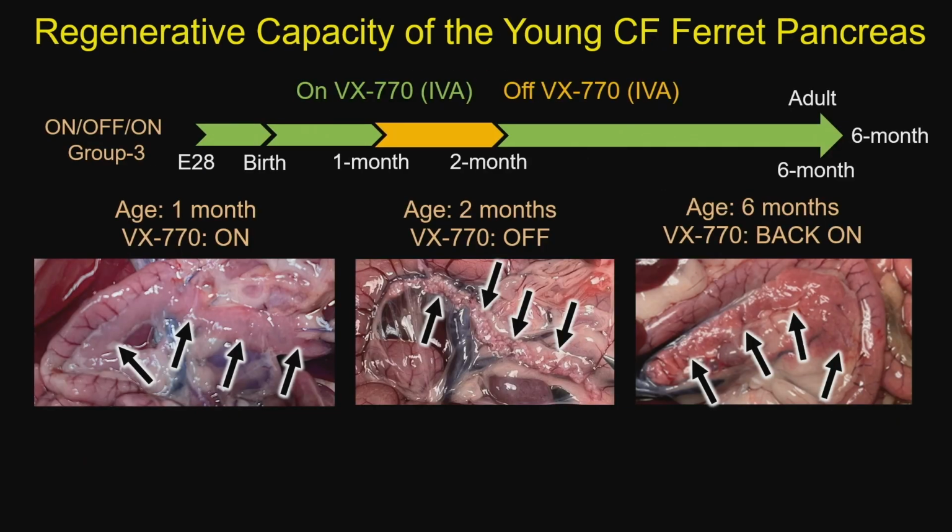And so we haven't completed these studies, but this is the first group that's been taken off at a younger age, 1 to 2 months here, and then back on to VX770. And you can see here from a growth standpoint, the pancreas of animals on here before they go off looks great, very healthy. You can see these pockets of cystic looking areas when they're off VX770 after a month, and then the pancreas regenerates back.